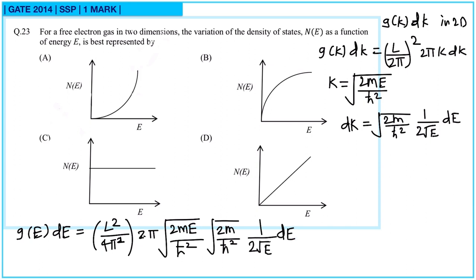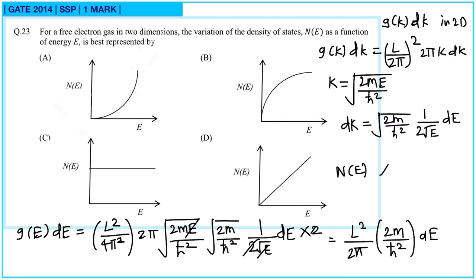Now here we also have to consider spin degeneracy. So electron is a half spin particle, so for that purpose we have to multiply by 2 as well. So this 2 and 2 will cancel out, this root E will cancel out, and this 2π and 2π will cancel out. So this will be L² by 2π into 2m by ħ² into dE. Now density of states is simply G(E)dE by dE. So here there is no E term. That means this N(E) will be proportional to E raised to 0. So it will be a constant. So option C is correct. It will be a constant function.